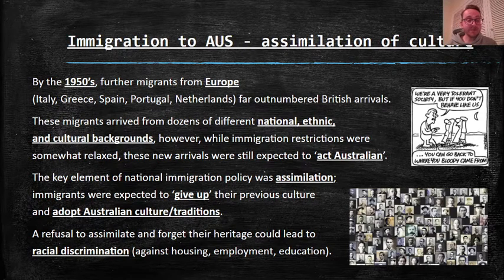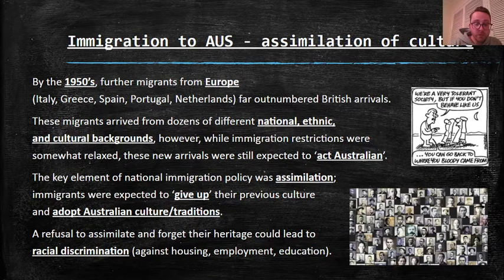We still had people coming in from different countries, but we expected them to be Australian, so they had to give up their past. The key element of national immigration policy was this term assimilation. Immigrants were expected to assimilate, to come into Australia and be Australian. They had to give up their previous culture and adopt Australian culture and traditions. Throw away your banh mi, you're having a sausage roll for lunch. You're not allowed to listen to K-pop, you're listening to AC/DC.